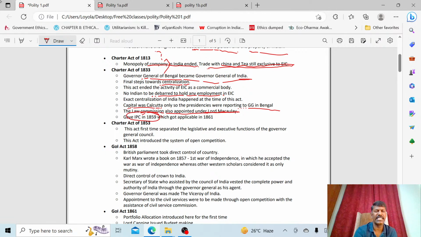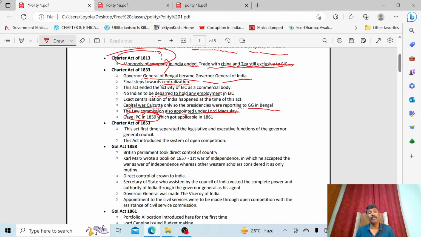Then, moving to the next level, the Charter Act of 1853. A very specific question may come; the Charter Act of 1833 was a preliminary question last year. Every now and then, some act will appear. This 1853 Act first initiated the process of separating the legislative and executive functions of the Governor General's Council. The executive should be different and the legislature different, not one body. Even in the Directive Principles, we can see this kind of idea.